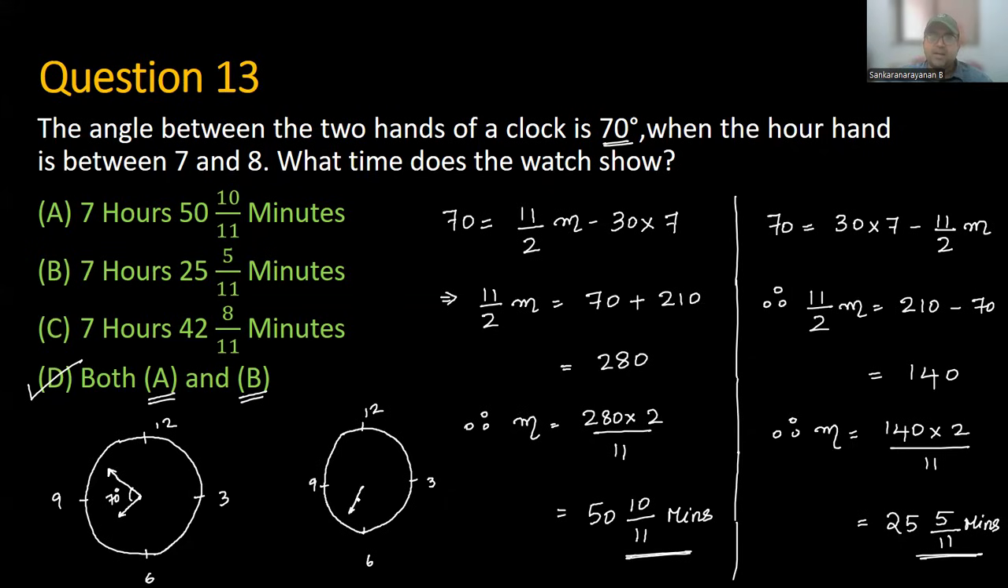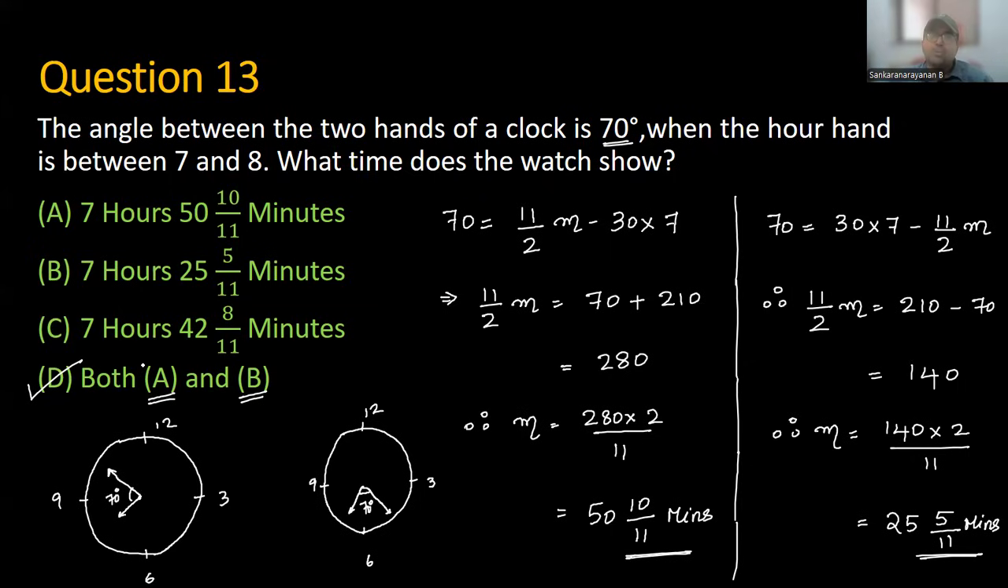Approximately, it will be looking like this. This is that 7:25 I'm talking about. So at 7:25 and 5 by 11, it would have made that 70 degrees. Somewhere close to 7:35, the two hands would have overlapped with each other. And then you can see that the minute hand overtakes the hour hand. And again at 7:50 and 10 by 11 minutes, they are again making that 70 degrees with each other. That's why two possibilities are coming in.